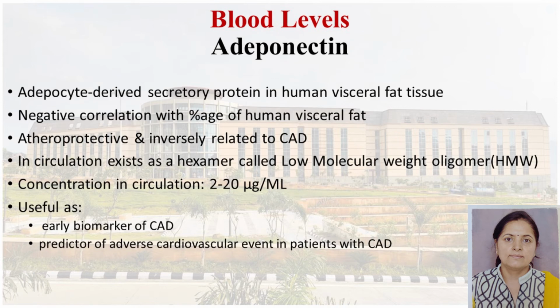Adiponectin is an adipocyte-derived secretory protein in the human visceral fat. It is negatively correlated with the percentage of human visceral fat, and it is atheroprotective and inversely related to coronary artery disease. So it is a useful biomarker for coronary artery disease, with lower values indicating risk, and it is also a predictor of adverse cardiovascular events in patients of coronary artery disease.